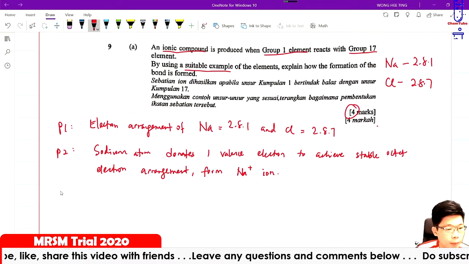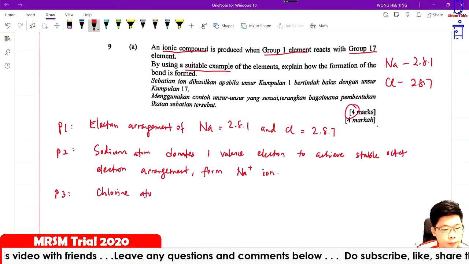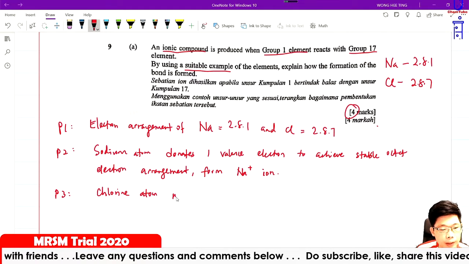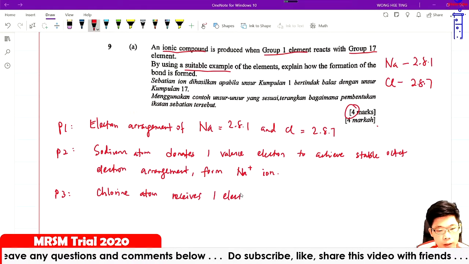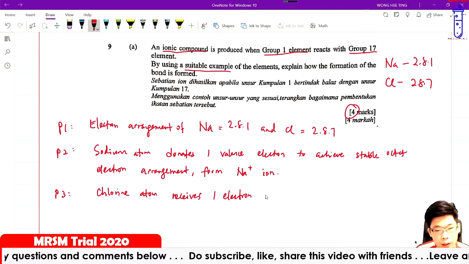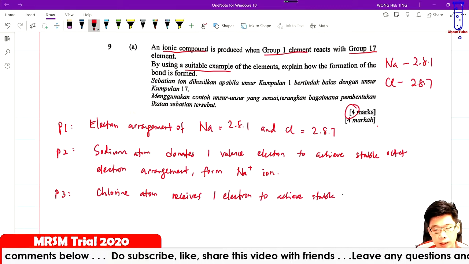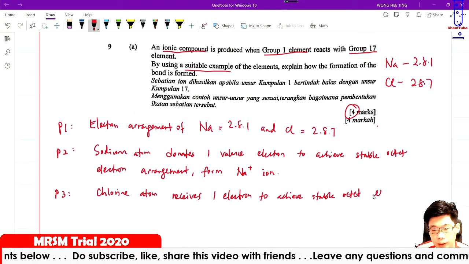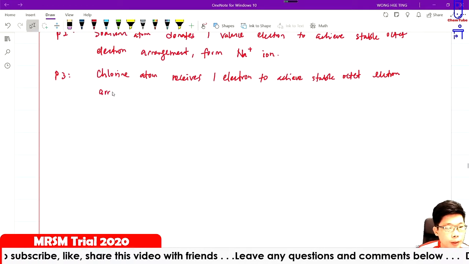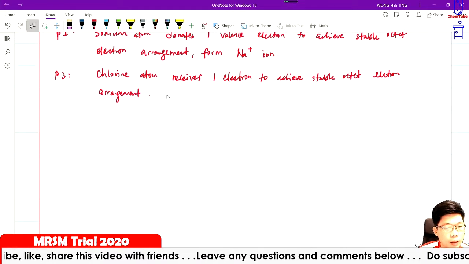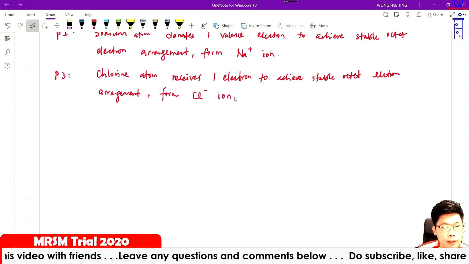Then point number 3, we can mention the chlorine. The chlorine atom will receive 1 electron to also achieve a stable octet electron arrangement, forming Cl minus ions, chloride ions.